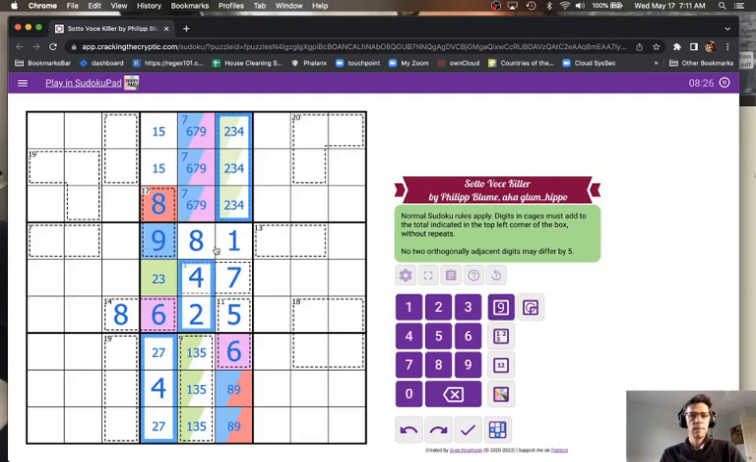Yeah, and that kind of dynamic is really useful. This and this have 2 in common. This and this have 1 in common. This and this have 2 in common. This and this have 1 in common.